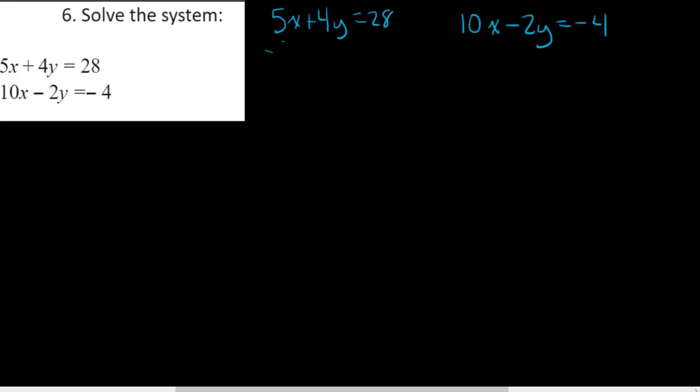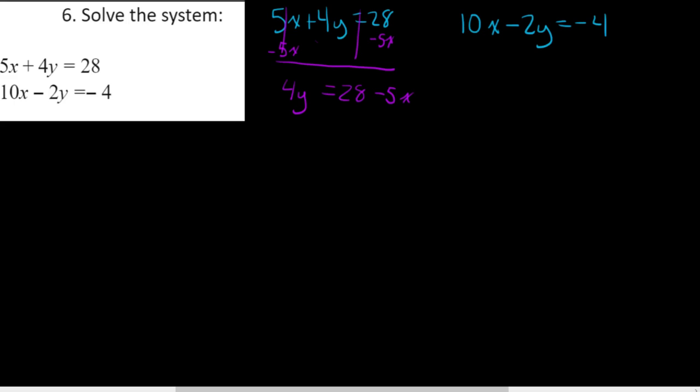So I'll go ahead and subtract. Oops, let me use a different color, sorry. Alright, so I'll go ahead and subtract 5x here. On the left, those will cancel out. I'll bring down my 4y. And I can't subtract 5x from 28, so I'll just leave it as 28 minus 5x.